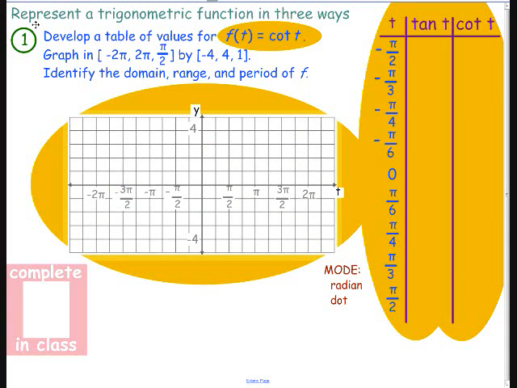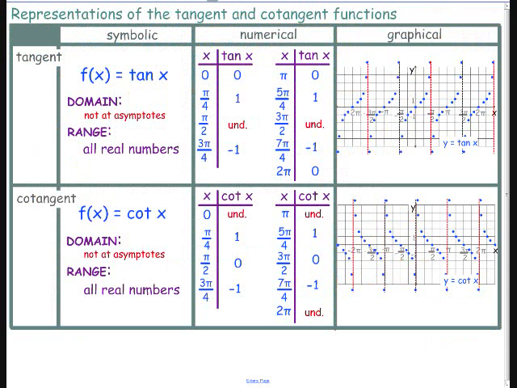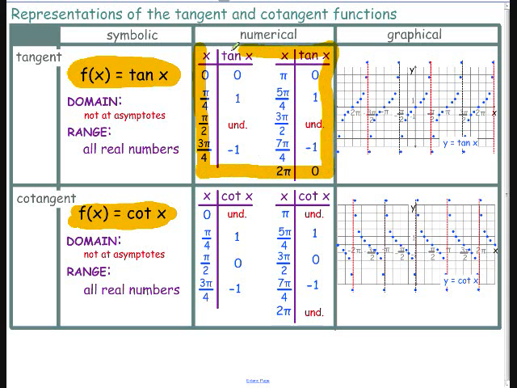Represent a trig function in 3 ways. Let's go back a moment. There are 3 ways used here. Symbolically, really what we're talking about is right here. There's the symbolic. The domain and range, that's interesting, but that's not part of the symbolic representation. For a numerical representation, it's this whole table. And if you take it through one cycle, that's good enough, particularly when it's done in conjunction with a graph.